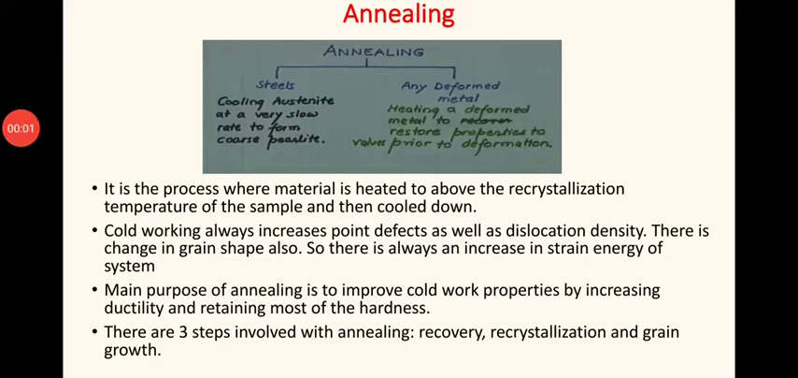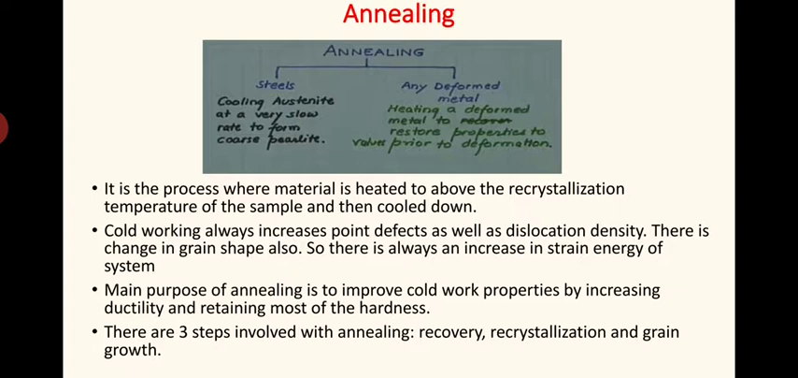Hi dear students, we were discussing the strengthening mechanisms, and in this presentation we will be discussing the last strengthening mechanism, that is annealing. This term is very familiar to you from the third module itself. In case of steels, annealing means cooling austenite at a very slow rate to form coarse pearlite. That was the annealing process.